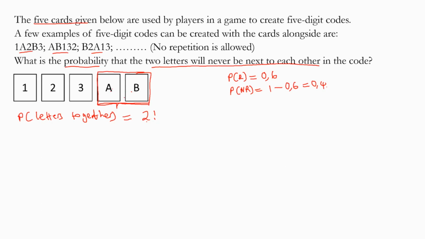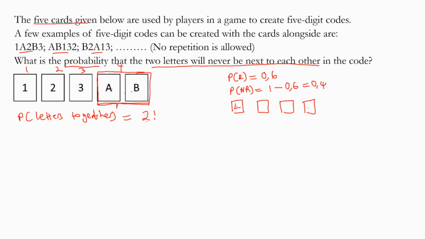How many units are we looking at now? We have 1, 2, 3, 4. So we're looking at the arrangement of these 4 units, which is 4 factorial. There are 4 units, including the one with AB, which we treat like a unit. So there are 4 units.